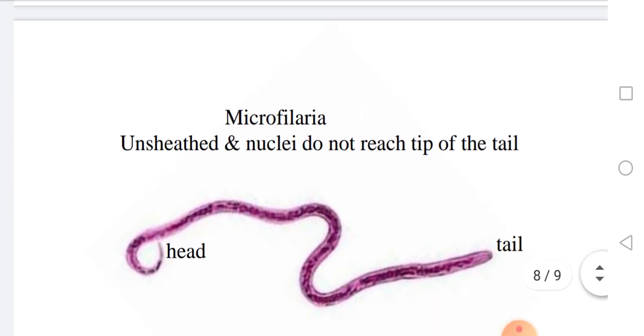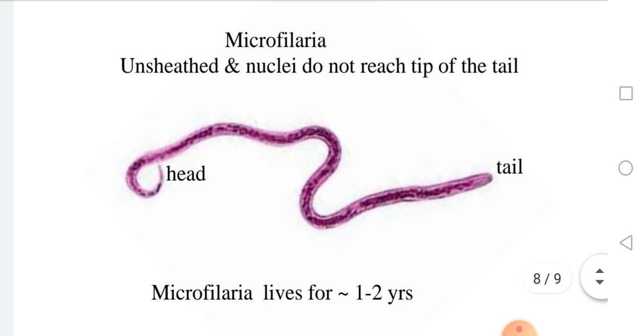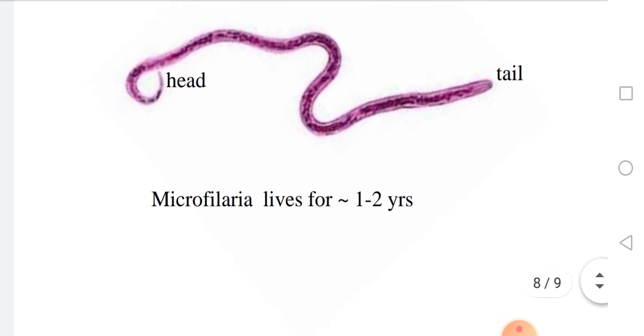The microfilaria of Onchocerca volvulus is unsheathed. It has no sheath, and the nuclei do not reach the tip of the tail. Once again here, the microfilaria lives for 1 to 2 years.